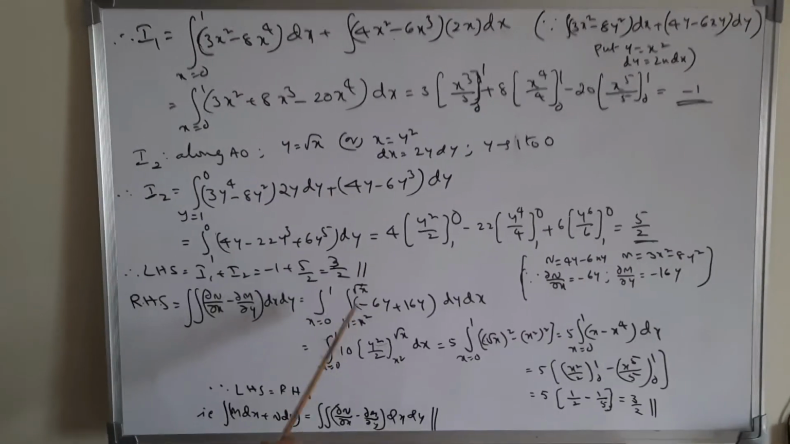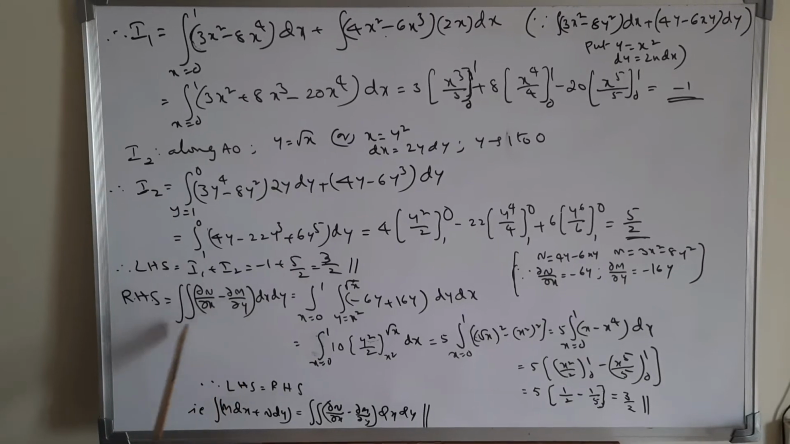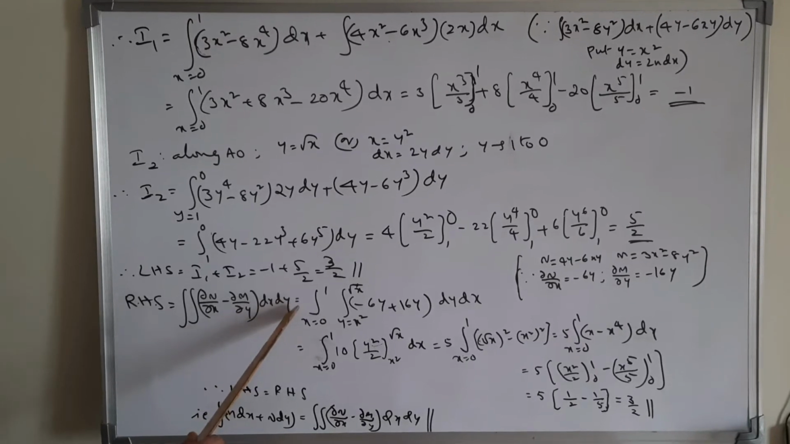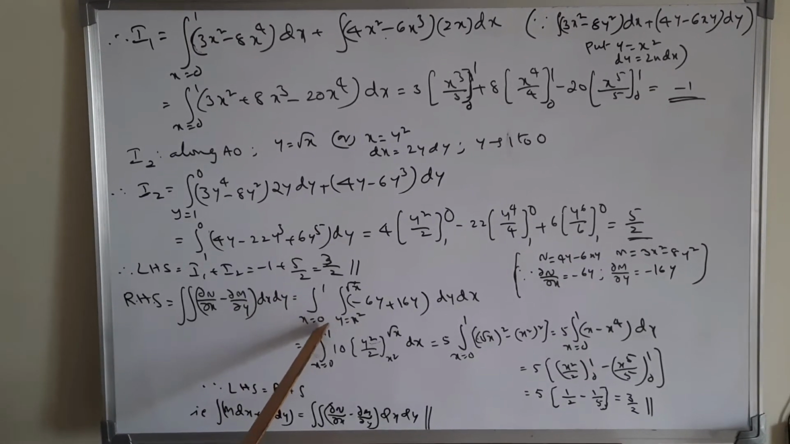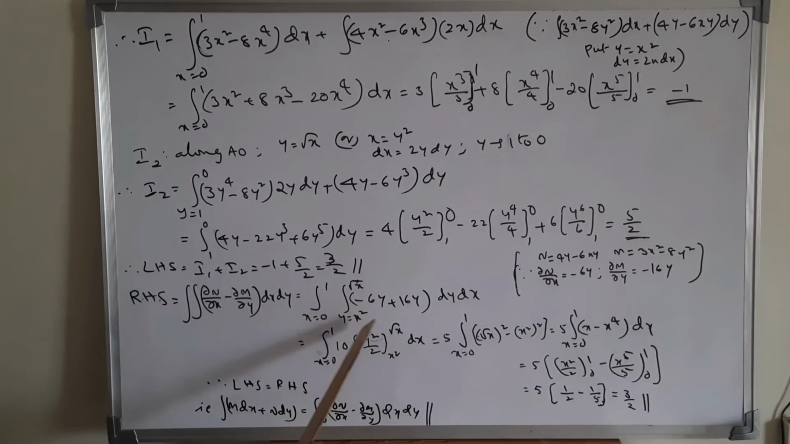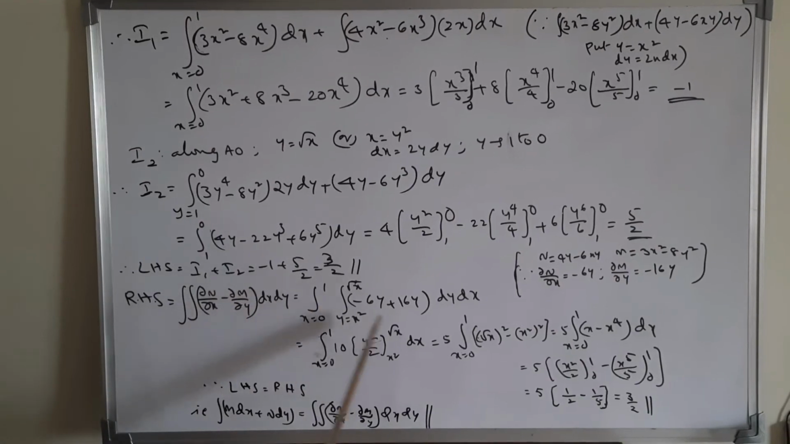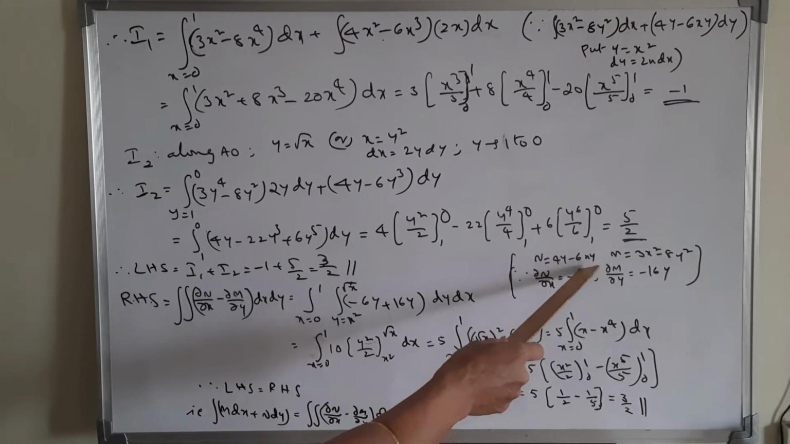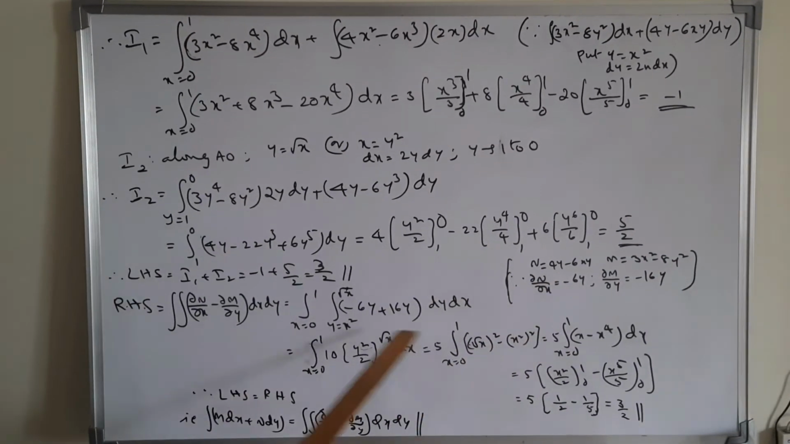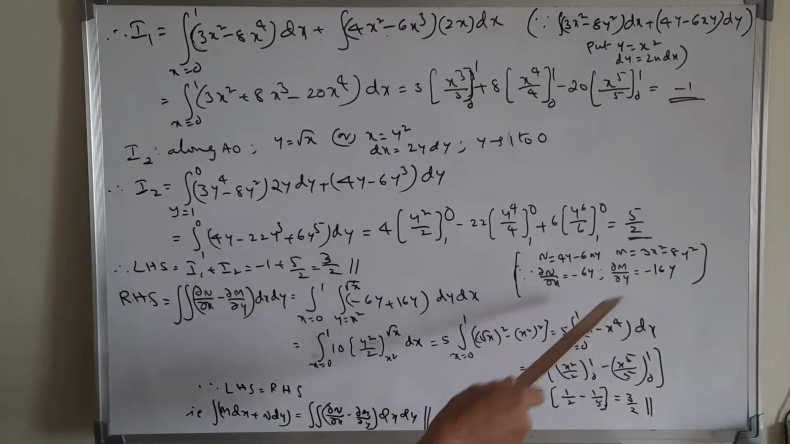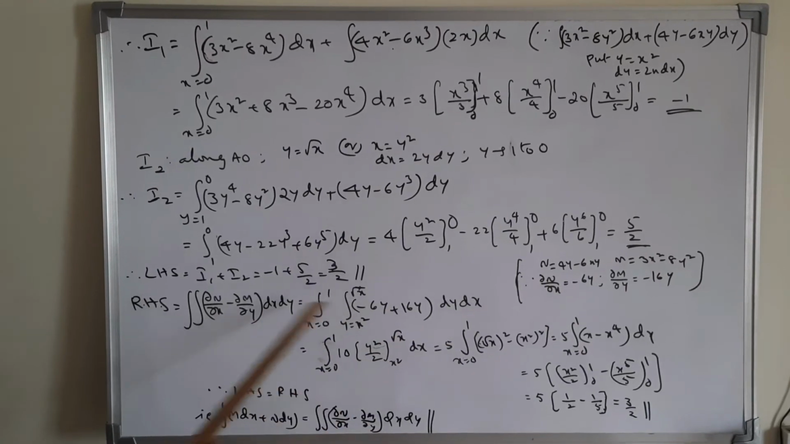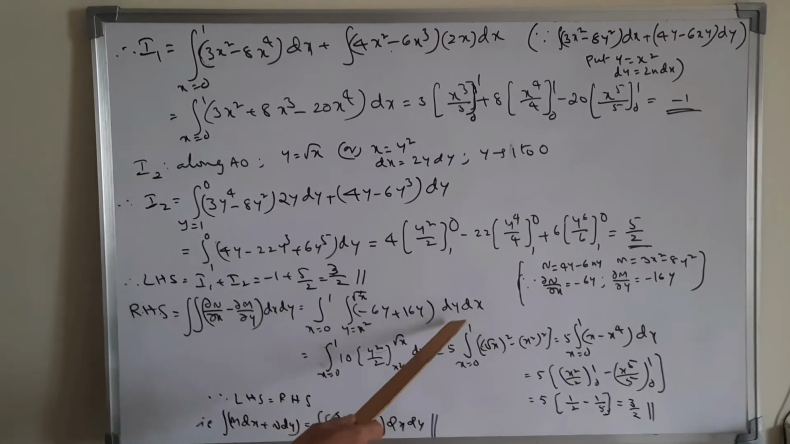So next one is the RHS. RHS means the double integral of (dou n by dou x minus dou m by dou y) dx dy. That is equal to the integral from x is 0 to 1, integral y is equal to x square to root x. Here n is equal to 4y minus 6xy, from the given integral. So dou n by dou x is minus 6y. Next, m is equal to 3x square minus 8y square, so dou m by dou y is equal to minus 16y. Minus of minus gives plus 16y, into dy dx.